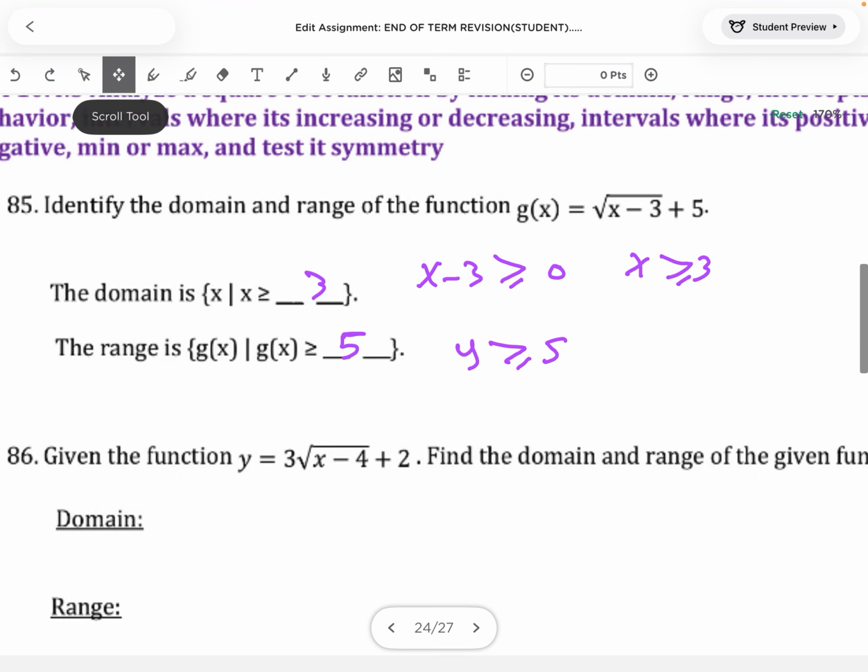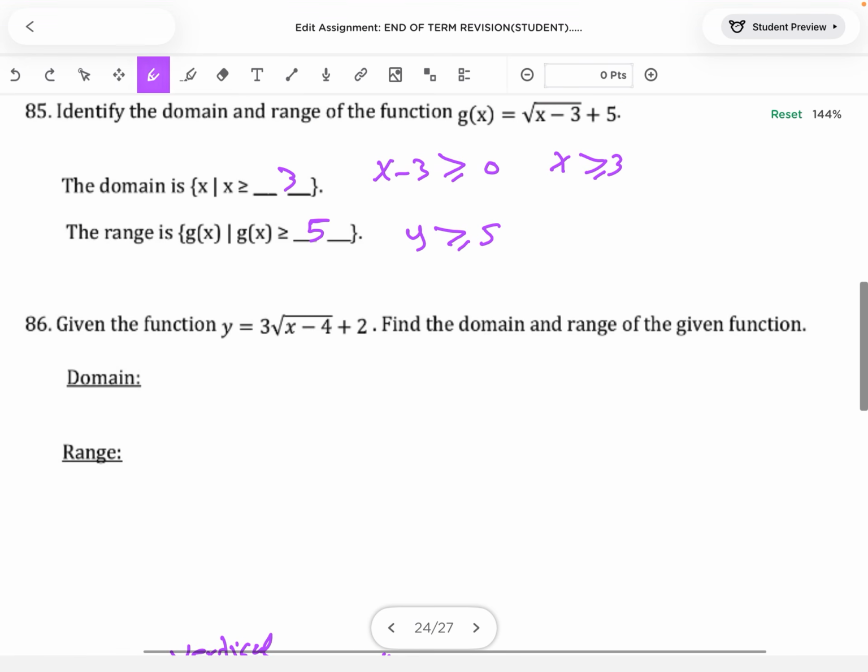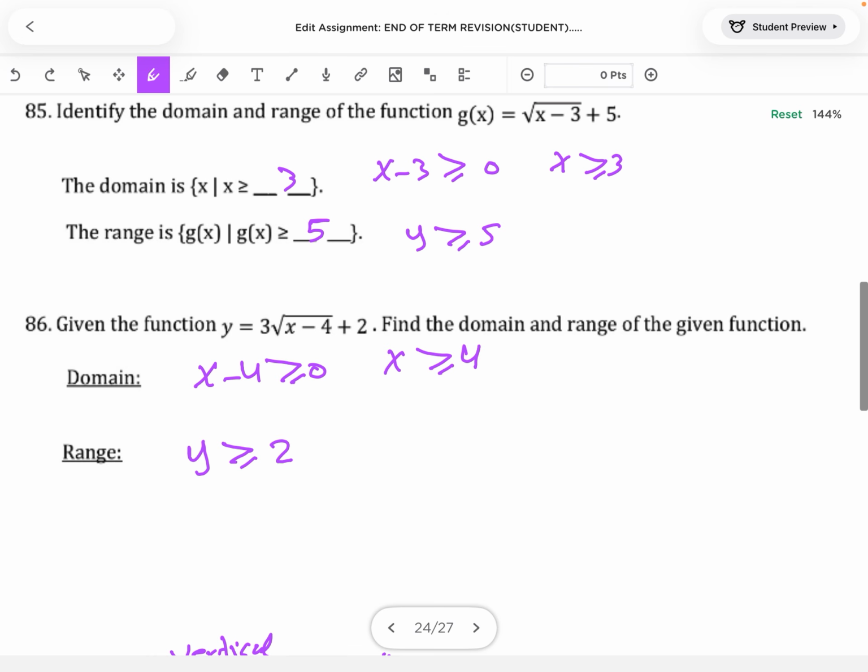Same story here. Very easy. Domain is x minus 4 greater than or equal to 0, so x greater than or equal to 4. And range y greater than or equal to 2. Done.